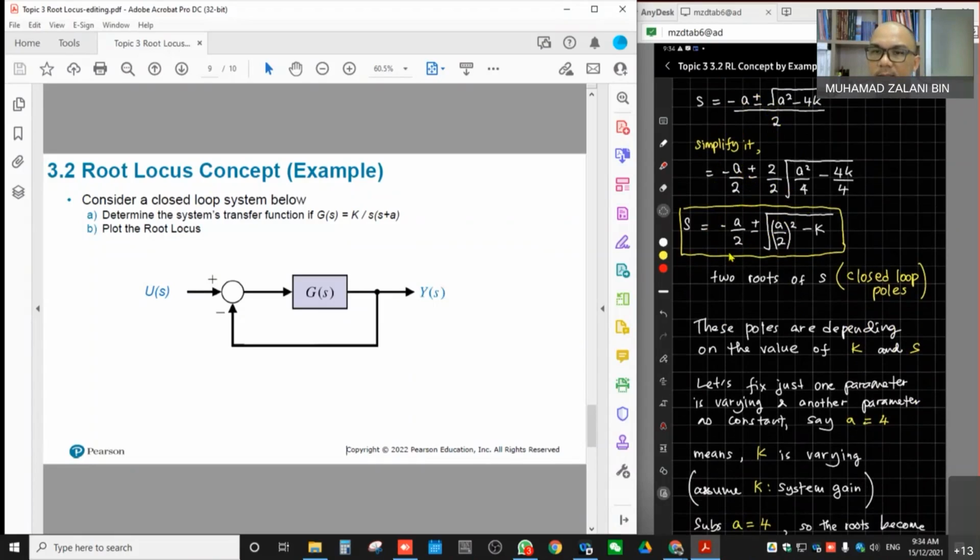Just to separate the real part and the imaginary part here. So we simplify this equation until we get negative a over 2 plus minus square root of (a over 2) squared minus k. So here we see that clearly we have two roots for this closed loop poles.